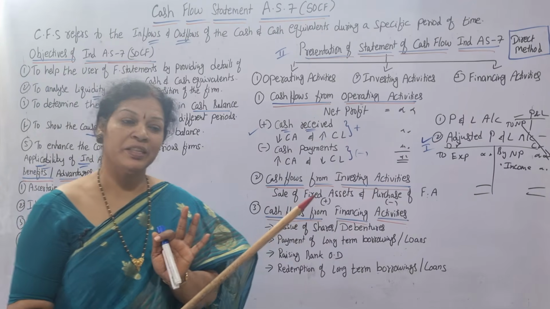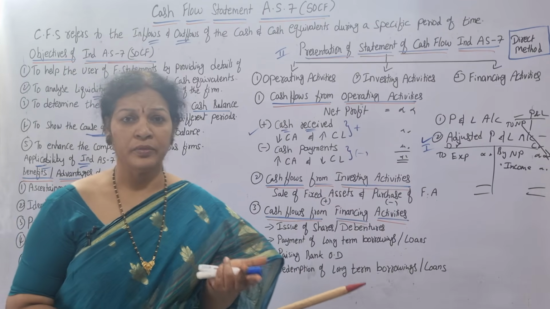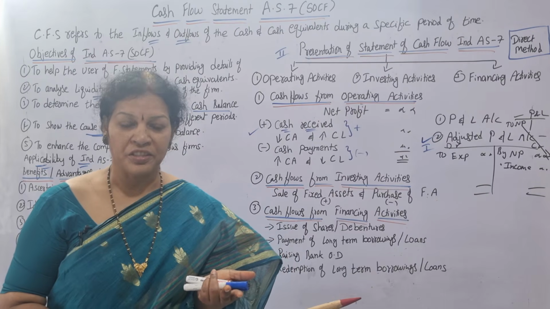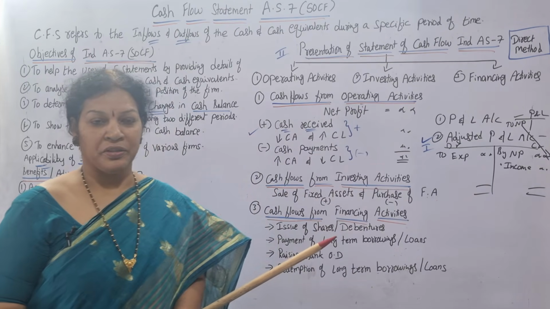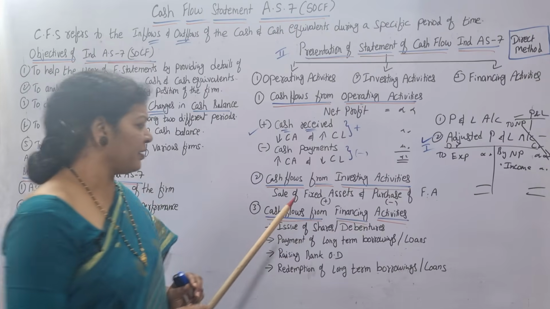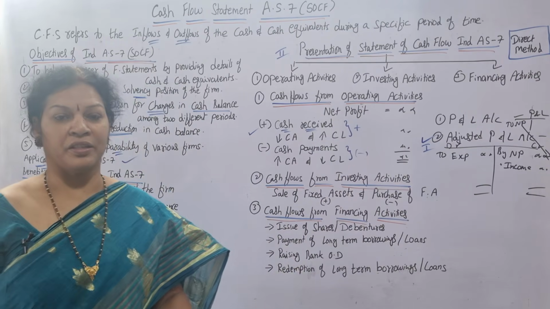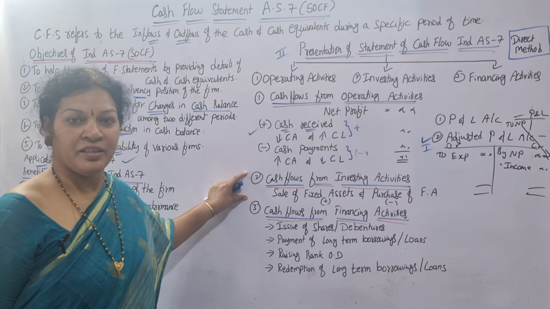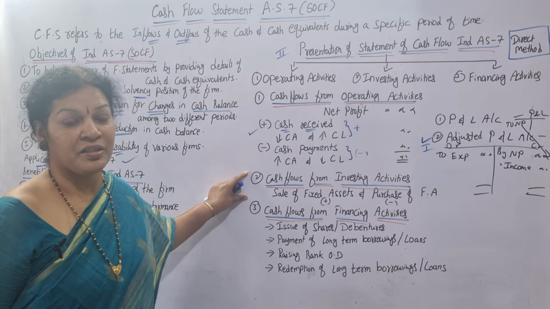Investing activities means it talks about the fixed assets only. Investment, what do you invest? You invest in assets. So that is why cash flows from investing activities. Remember the simple funda: sale of fixed assets or purchase of fixed assets we consider, not anything else under this category.